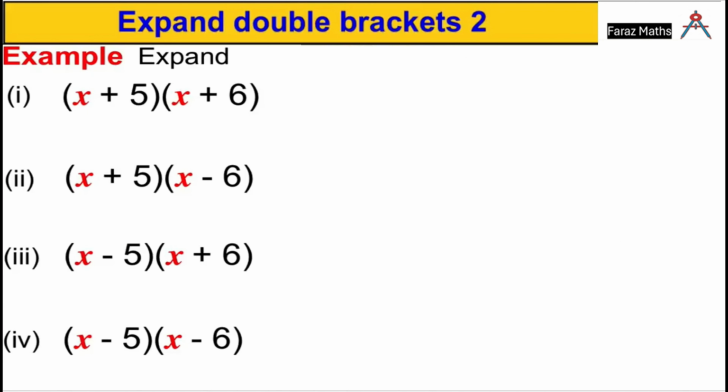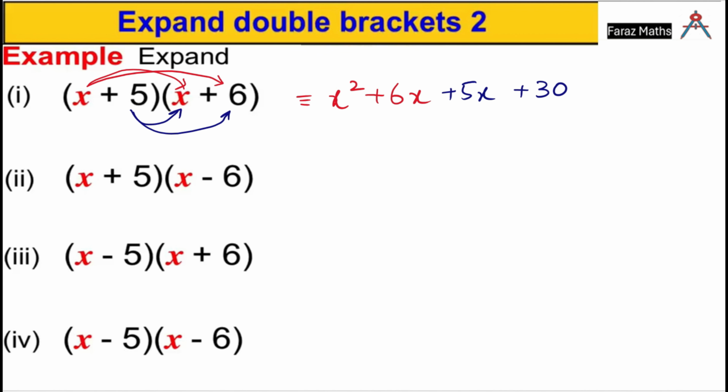Okay, coming to the next, pause the video and try these questions by yourself. Okay, if we do the same exact thing like the way we did before, x times x, x squared, x times plus 6, plus 6x, then plus 5 times x, plus 5x, and plus 5 times plus 6, plus 30. So if I highlight these two terms because they are like to each other, I can write it in this way, x squared, the first term as it is, because you cannot add the x squared term in the x term, plus 6 plus 5 is plus 11x plus 30.